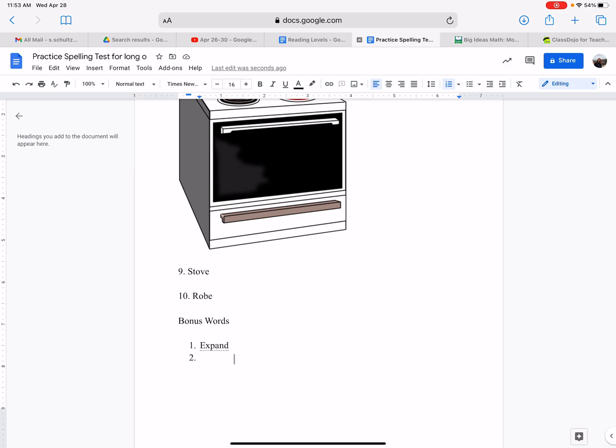Sturdy. The kitchen table is very sturdy, meaning it's not going to break or fall down. Sturdy. Now think, what letter makes the sound as in snake? Shout it out. An S, and then what makes the t sound? It's going to be T.